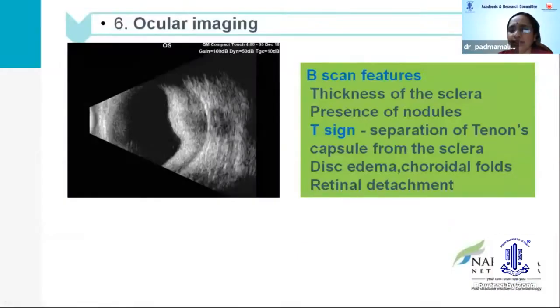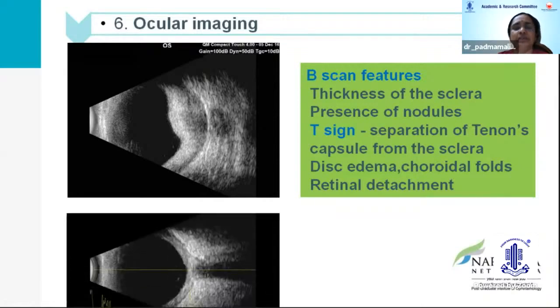Coming to the ocular imaging, B-scan is the gold standard, not only for the diagnosis, but also to monitor the response to treatment. What are the findings we can have? We measure the thickness of the sclera, the presence of a nodule, or the T sign, which is a separation from the subtenon's space, fluid accumulation, disc edema, choroidal detachment, or a retinal detachment.